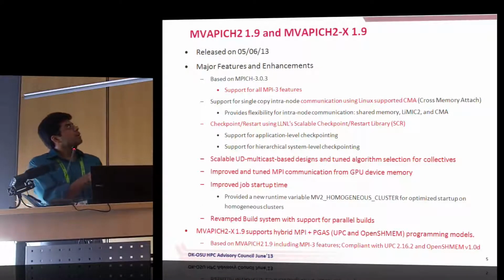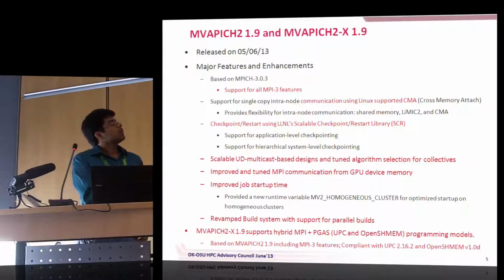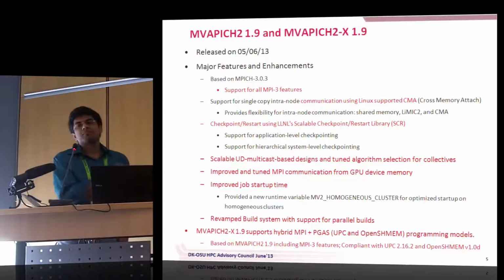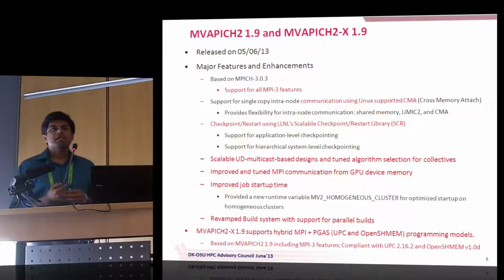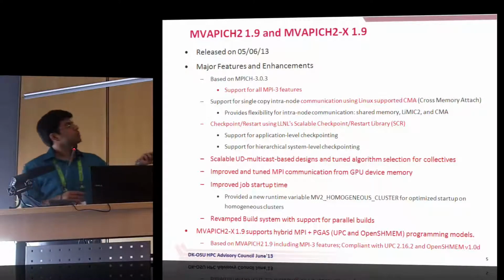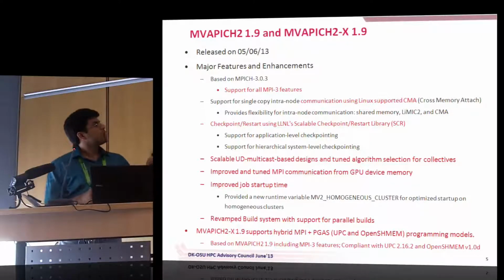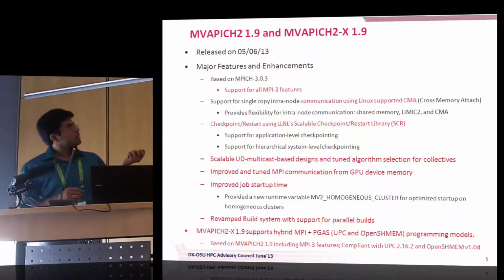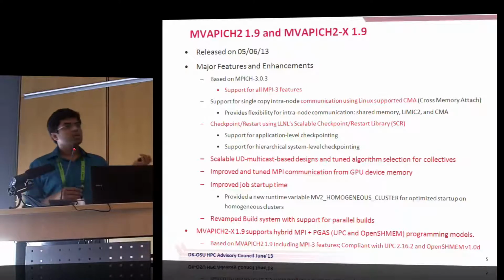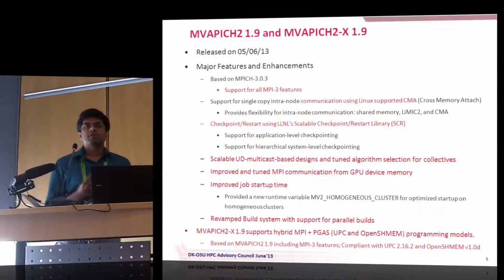Recently we made the public release of MVAPICH2 1.9 and MVAPICH2-X 1.9. These have various major features and enhancements when compared to the previous releases. For one, we support all of the MPI-3 features. We also have support for intra-node cross-memory attached communication. This provides extra flexibility for intra-node communication. Now you have shared memory, kernel-based copies such as LiMIC, as well as cross-memory attach.